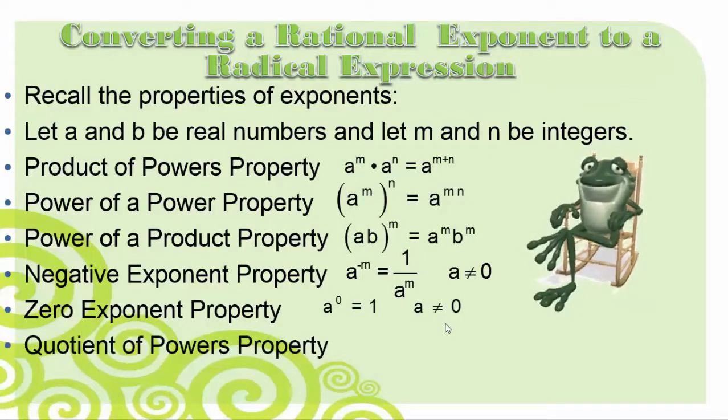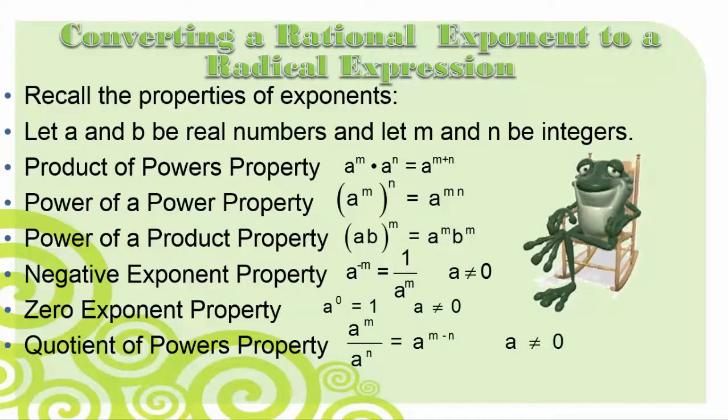Quotient of powers property. A to the m over a to the n is equal to a to the m minus n, where again a is not equal to 0, because if a was equal to 0, then it would be undefined, and we don't want that.